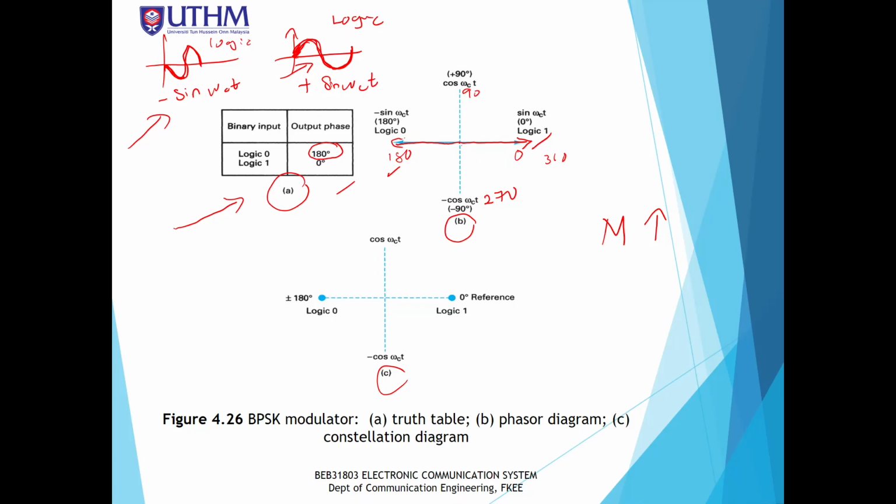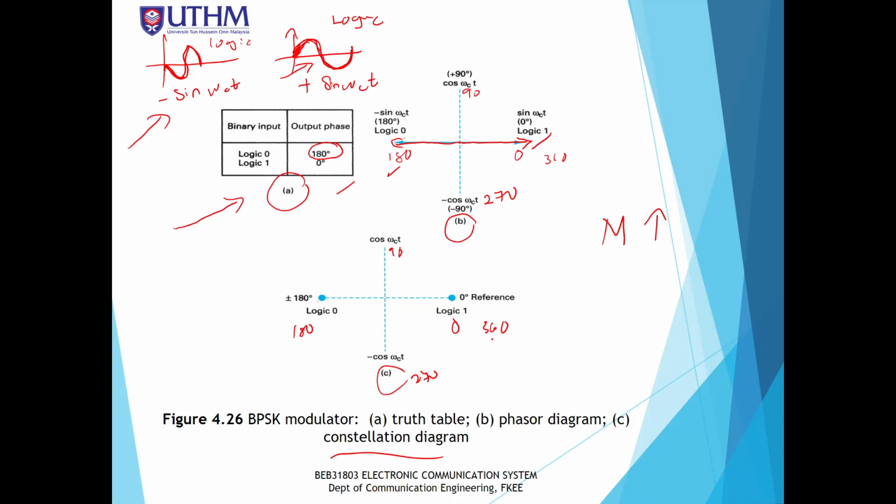And another one is the constellation diagram, to see the arrangement of the constellation. Again, we want to see the difference in terms of phase. So you see here, this is from 0 degree, 90 degree, 180 degree, 270 degree, and then 360 degree.